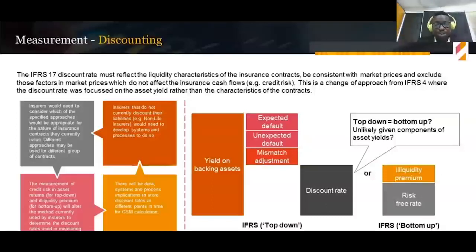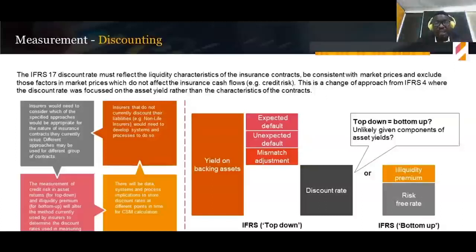But now we also need to begin to consider how do we determine this discount rate? How do we actually measure expected defaults? How do we measure defaults? How do we determine what the mismatch adjustment should be? All right. How do we measure liquidity premium, and how do we determine what the risk-free rate is, and then how do we come together to actually determine what the discount rate to be applied going forward should be?